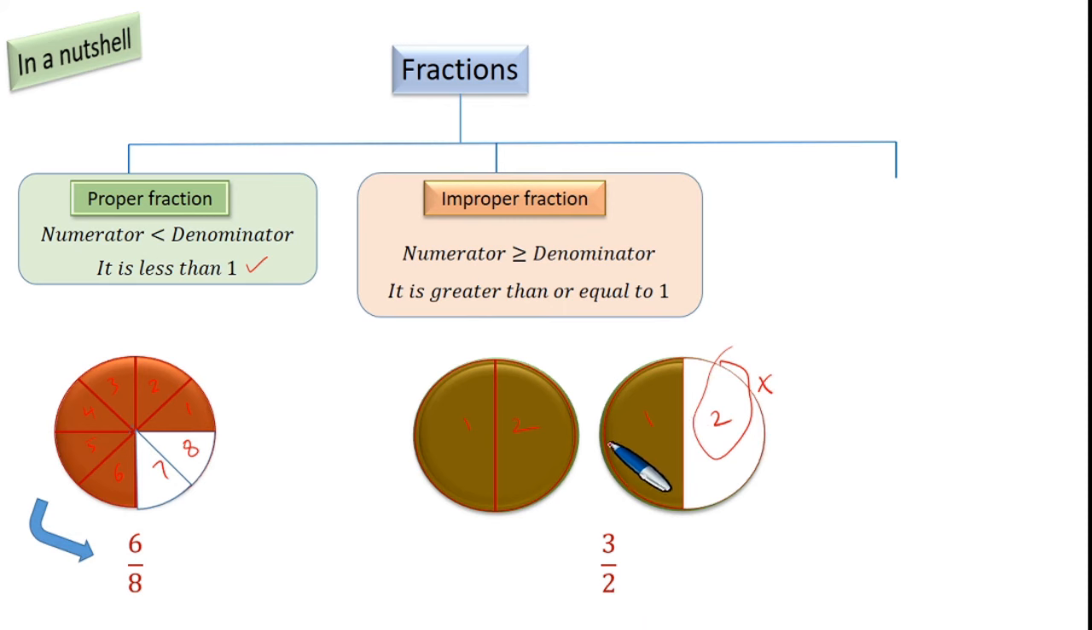So each pizza can be cut into 2 pieces, and the total pieces are 3. So 3 over 2 is the remaining pizza. The pizza that you have is 3 over 2.